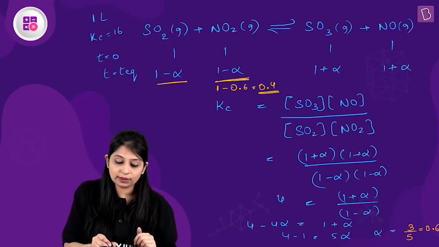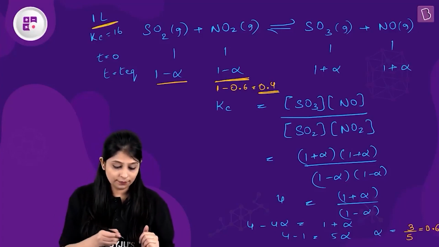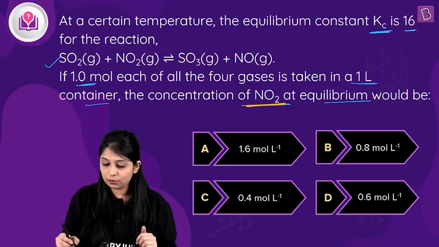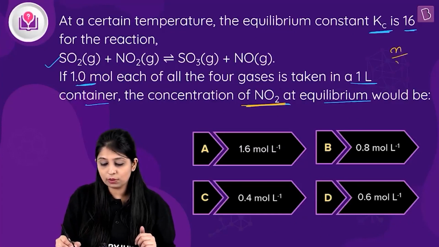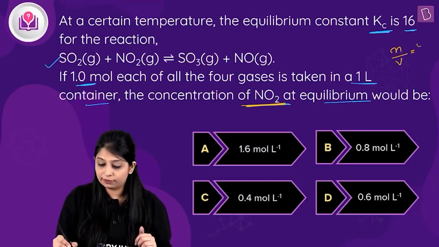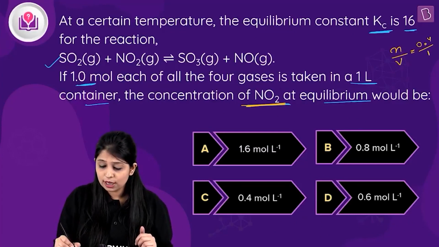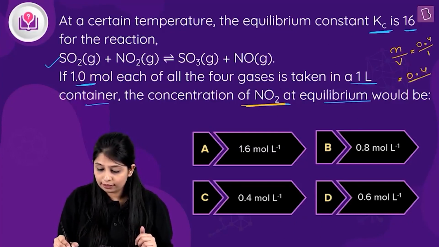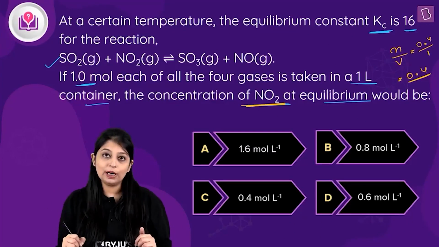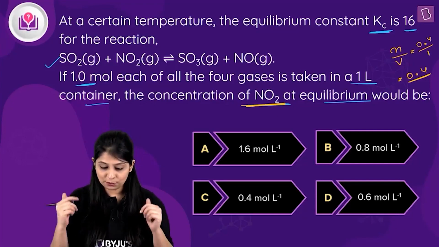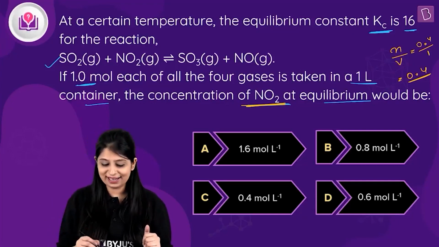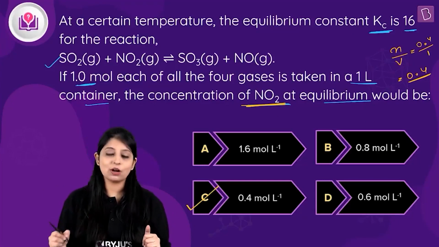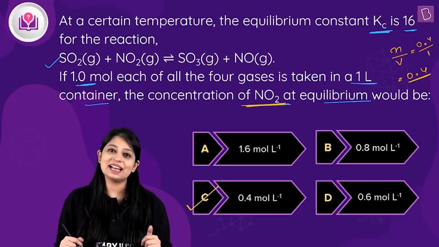And what do we know? We know that the volume is 1 liter. So concentration will come out to be what? Concentration will be number of moles upon volume. Number of moles is 0.4. Volume is 1. So what do we get? We get 0.4 mole per liter, right? So which option does it match? Well, we know it matches option C, which is the correct option here.